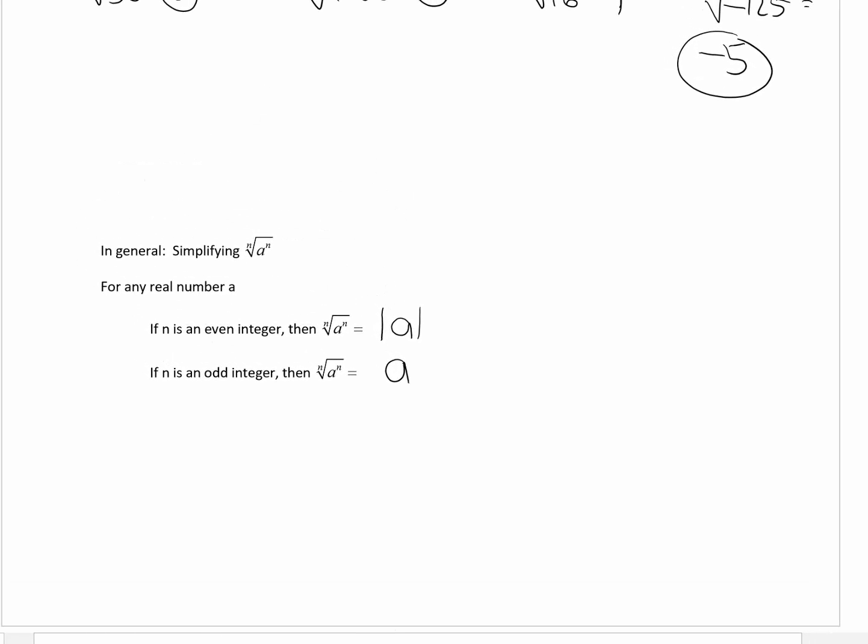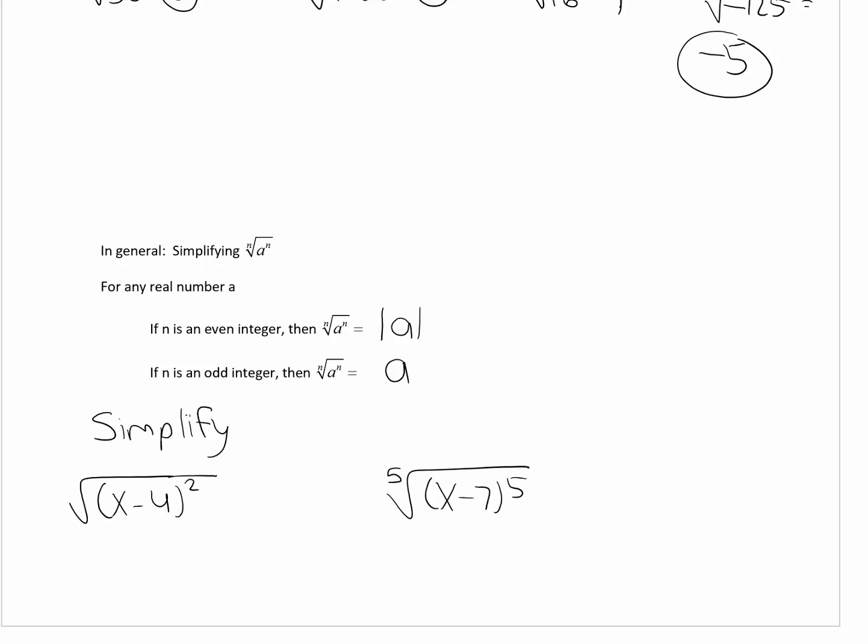So the only other thing I want to show is this. I'm going to write the following. All right, so we've got the square root of x minus 4, the quantity squared. Because the index is even, I know my answer is going to be x minus 4, but I want to make sure to put absolute value bars around that to guarantee that my answer is going to be positive. When my index is odd, I don't need to worry about that. All I need to do for this case is write x minus 7, and we're done here.